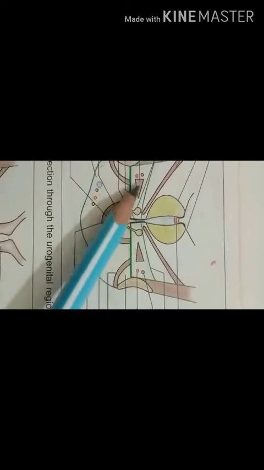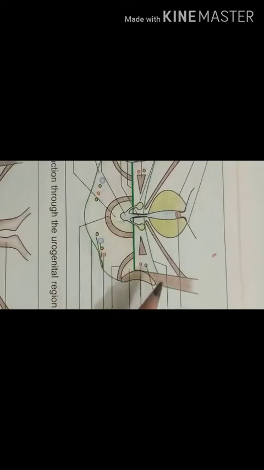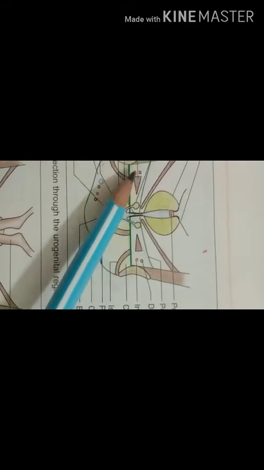Then the deep transverse perineal muscle, this triangular muscle you can see on both sides. Then the bulbourethral glands. These are the two bulbourethral glands, also called Cowper's glands. Then the branches of the internal pudendal artery, here you can see. Then the branches of the pudendal nerve. So here you can see the pudendal nerve. So those are the contents present in the deep perineal pouch in the male.